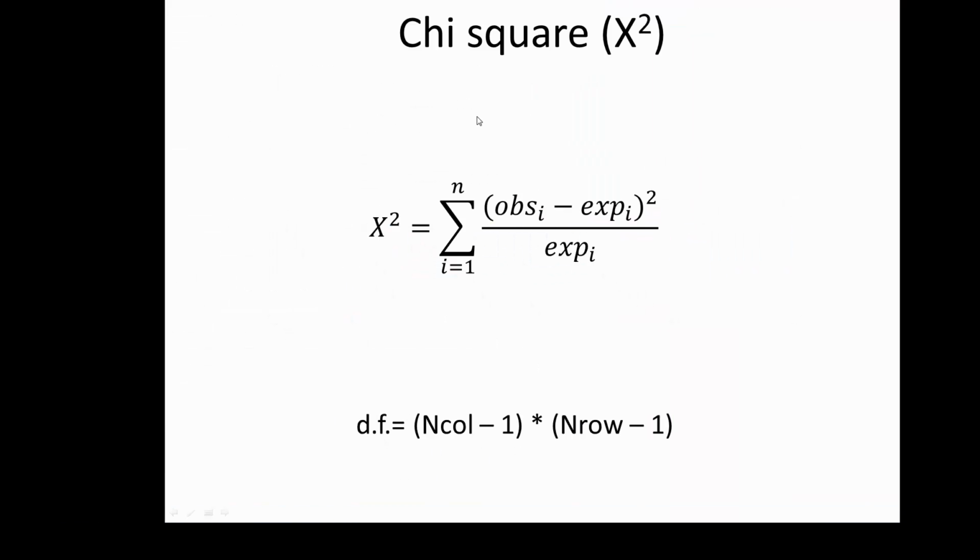We go back to the formula. Here you will see that the differences between the observed and expected frequencies for each cell are squared and divided by the expected frequencies. These numbers are summed across each cell, and together this becomes the chi-square value. The degrees of freedom depend on how large your table is. So you multiply the number of columns minus 1 times the number of rows minus 1.